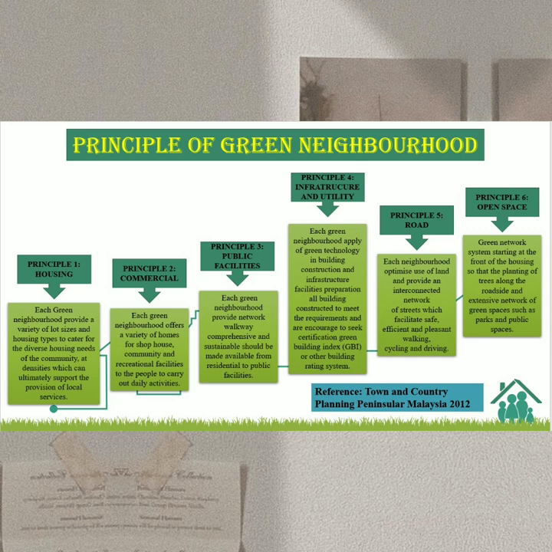Principle 5, road. Each neighborhood optimize use of land and provide an interconnected network of streets which facilitate safe, efficient and pleasant walking, cycling and driving. Principle 6, open space. Green network system starting at the front of the housing, so the planting of trees along the roadside and extensive network of green space such as parks and public space.